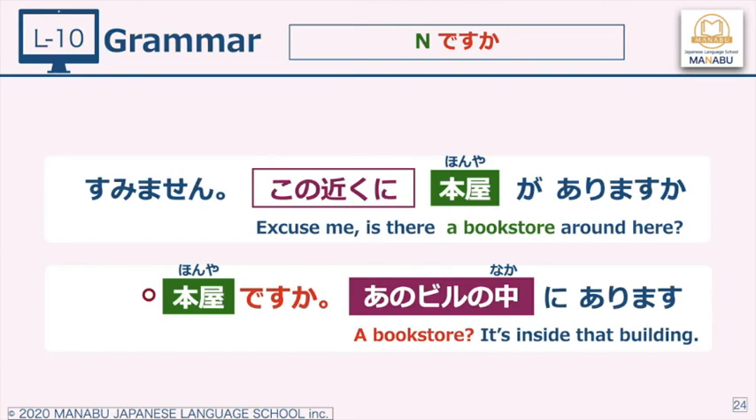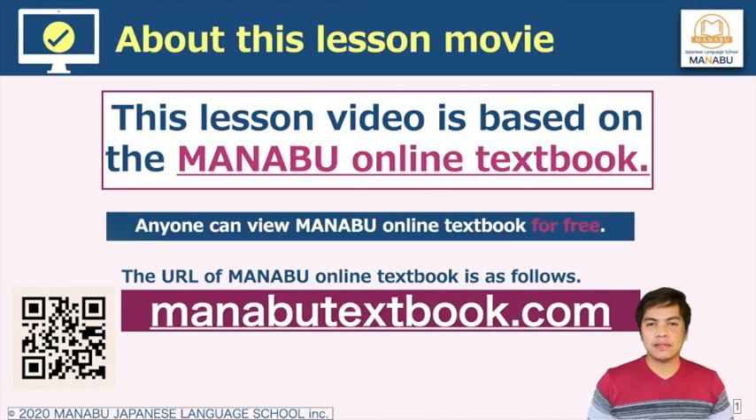Bookstore? Ano biru no naka ni arimasu. It's inside that building. So, ano biru means that building, particle no, naka, inside. So, inside that building, particle ni arimasu. It's inside that building. So, this person, before answering the question of the person, he made it clear that he's talking about the bookstore. The bookstore? It's in that building. That's all for this video, guys.